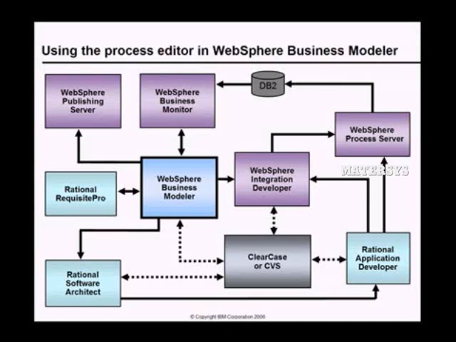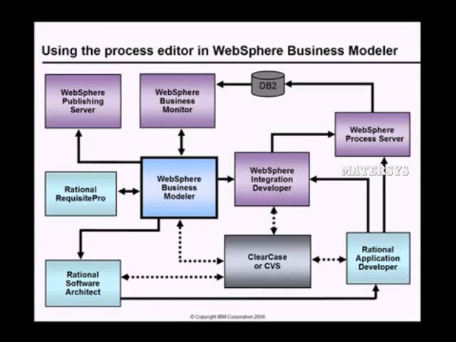Now the focus is on WebSphere Business Modeler, which is a tool for the business analyst, but it interfaces to a number of other tools that support the development of technology and processes for our business. First of all, we have the idea of a version control system, which is ClearCase or CVS, to control and keep track of the elements as we design them and build a model. So version control becomes important.